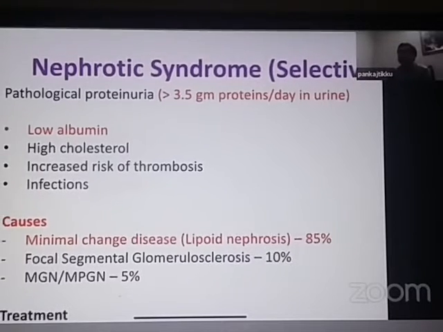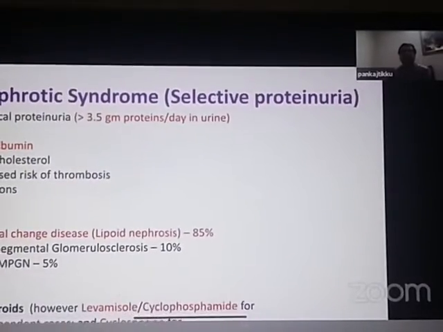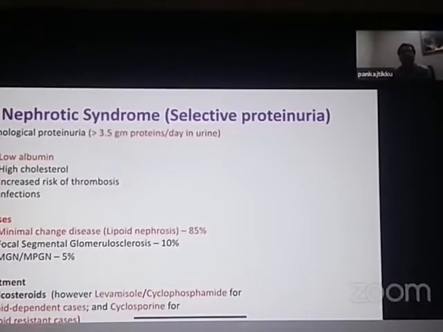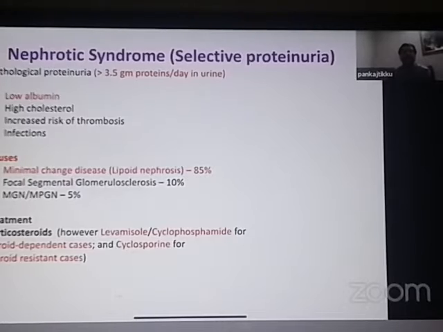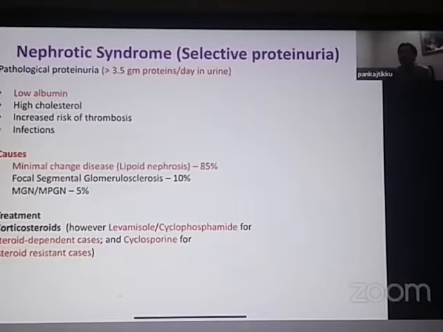So nephrotic syndrome in children is characterized by selective proteinuria. That is why I've kept it in the heading. Just see the heading. Heading says nephrotic syndrome, selective proteinuria. Why do we say selective proteinuria? Only low molecular weight proteins are lost in the urine, not the high molecular weight proteins.